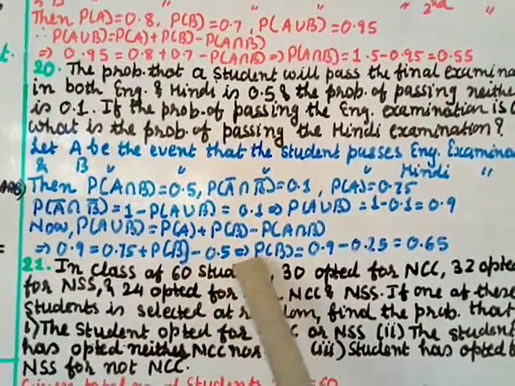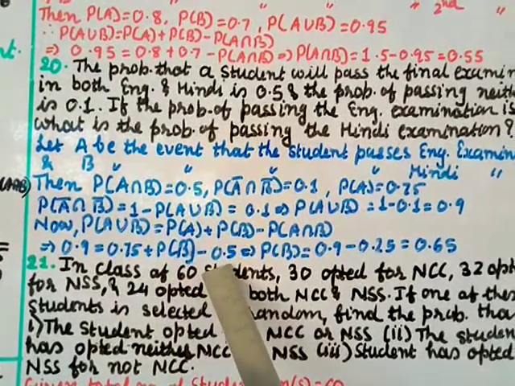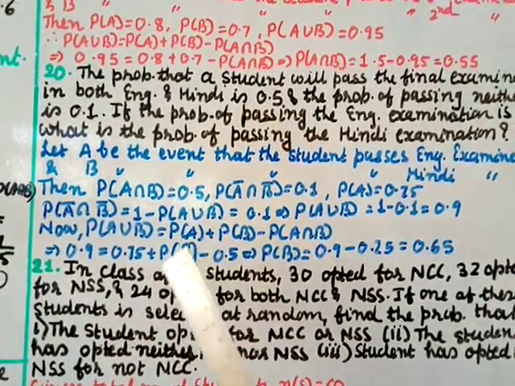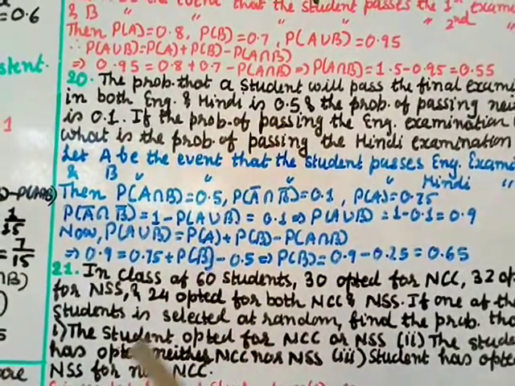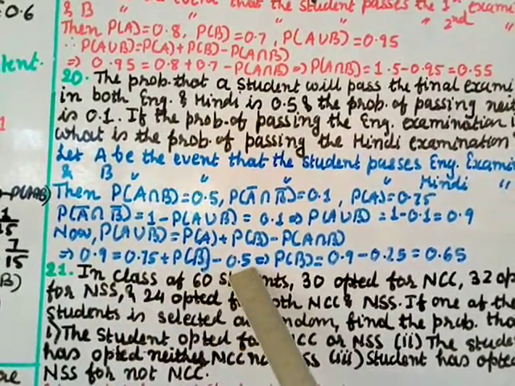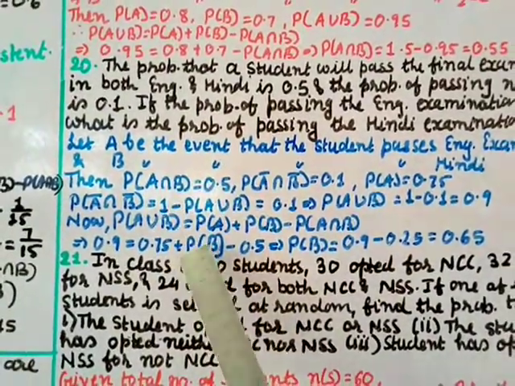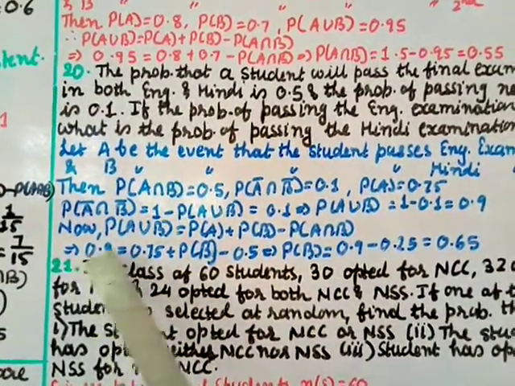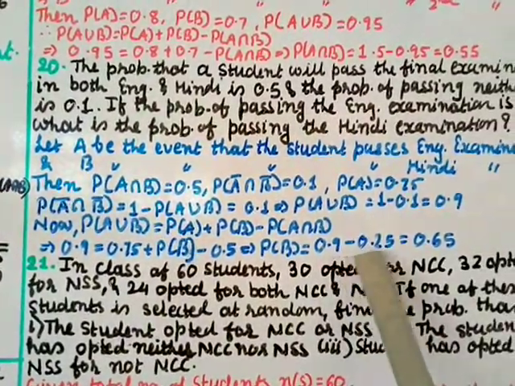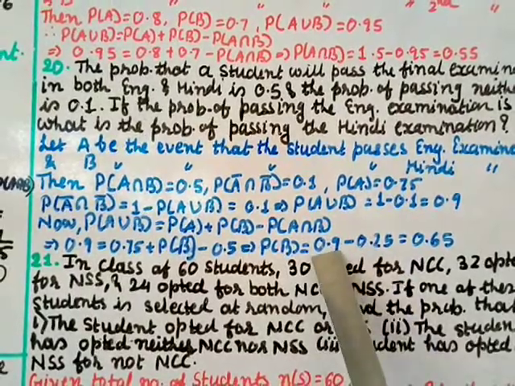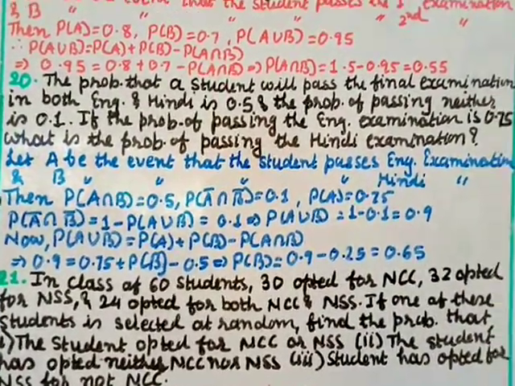Implies P of B is 0.9, and this 0.75 minus 0.5 will give you 0.75, that you transfer over here. It will be positive, transfer over here, it becomes negative. 0.75 minus 0.50 will give you 0.25, which is positive, you transfer over here, it becomes negative. P of B as it is, 0.9 minus this, you are transferring the difference of this, that gives you minus 0.725. This difference, if you find, it is 0.65. So this is the probability of passing the Hindi examination.